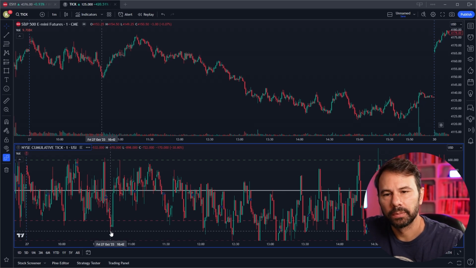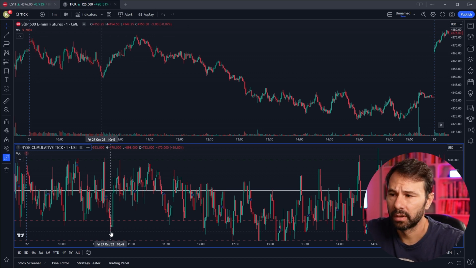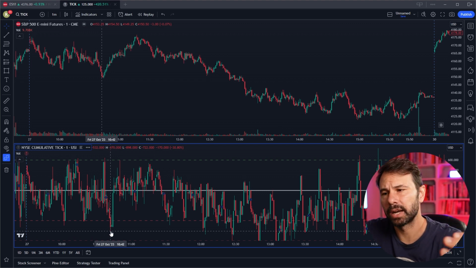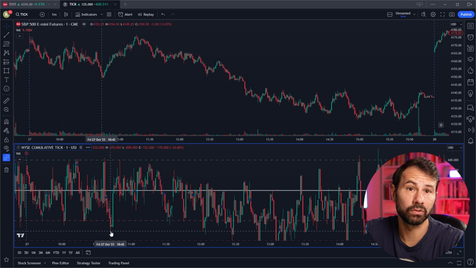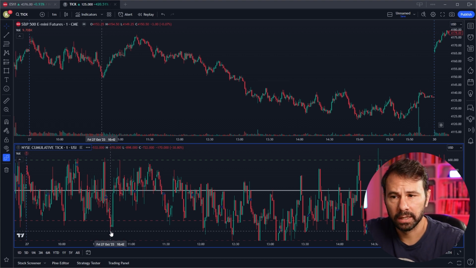Now that we have talked about the advanced decline line, let's see the second internal that I use, the NYSE Tick. The NYSE Tick is calculated of how many stocks are being traded in an uptick minus how many stocks are being traded in a downtick. As a difference from the advanced decline, which tells us how many stocks are positive for the day minus how many stocks are negative for the day, the NYSE Tick is a very good indication of short-term momentum and direction.